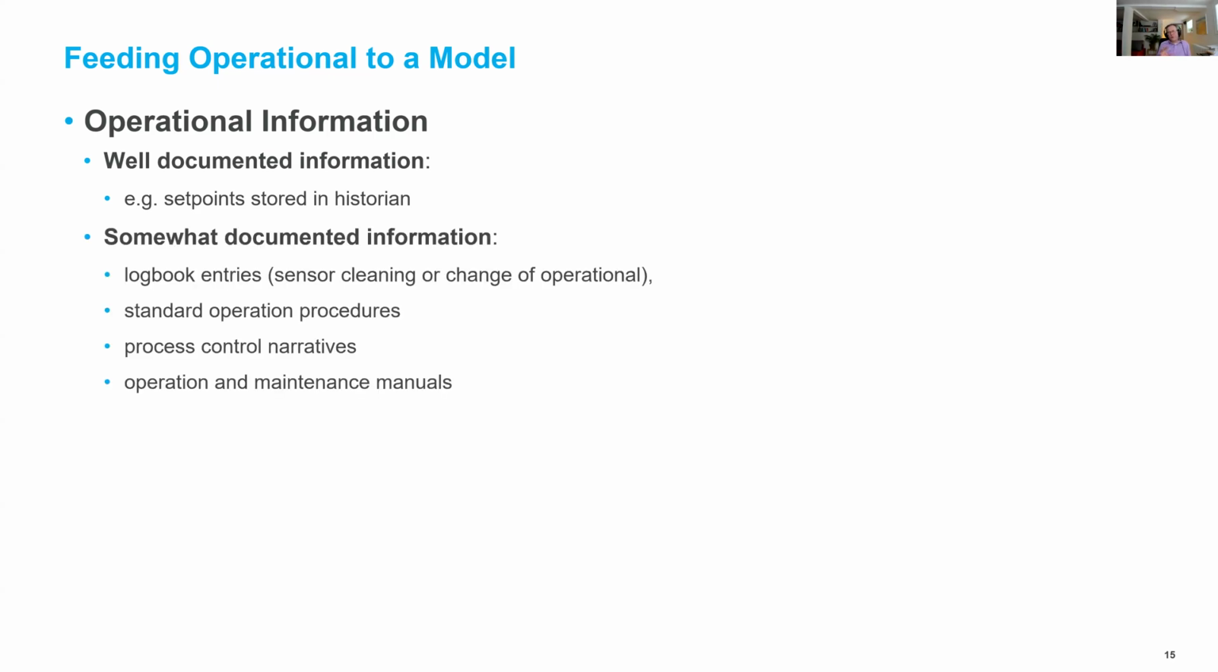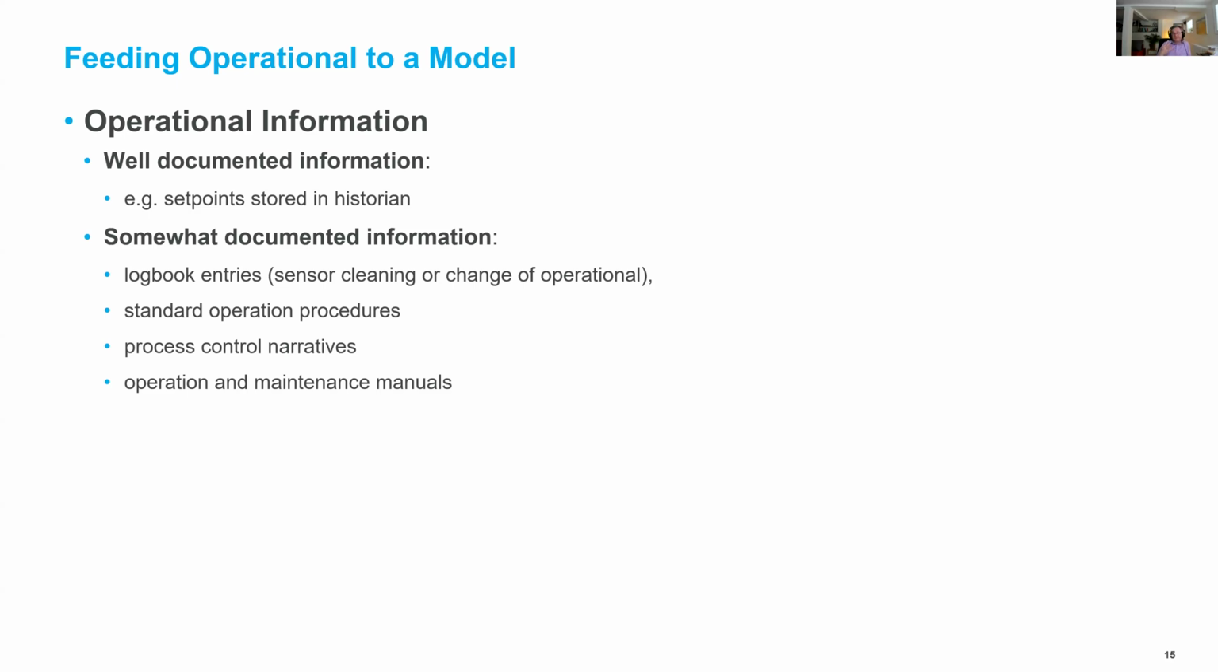So then you have somewhat documented information. This is the famous or infamous logbook entries, on sensor cleaning or change of operation, something like that, right? And this is very important because you want to get these peaks out, right? If you clean a DO probe, there's a spike in DO, which is not happening in the reactor. It's just the cleaning process. And you want to get that data out before you feed that to the model, because the model has to react to these peaks, right?